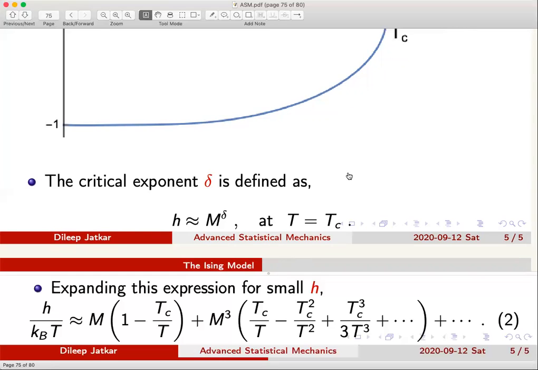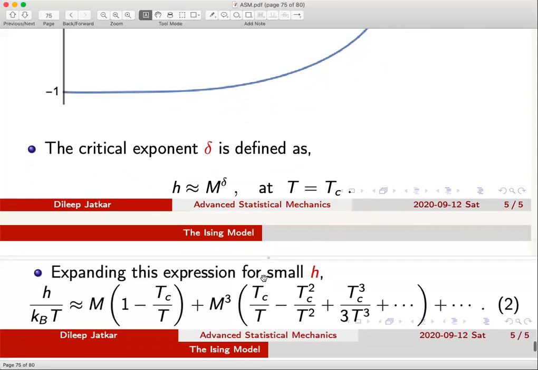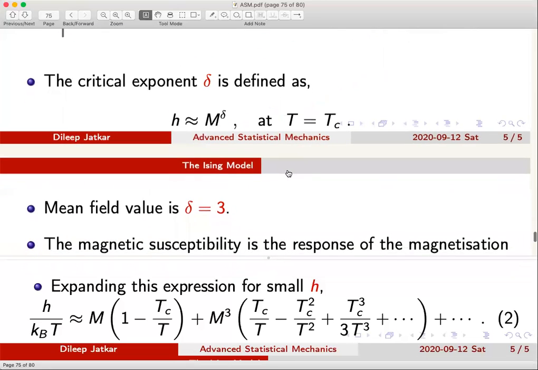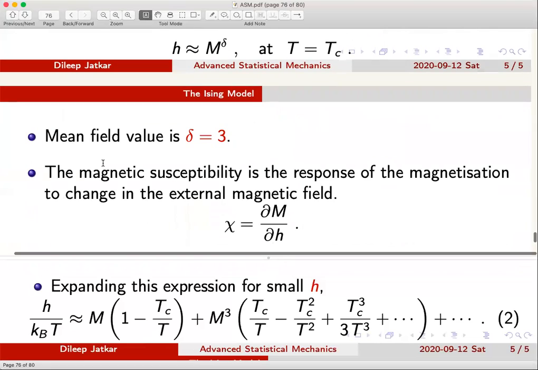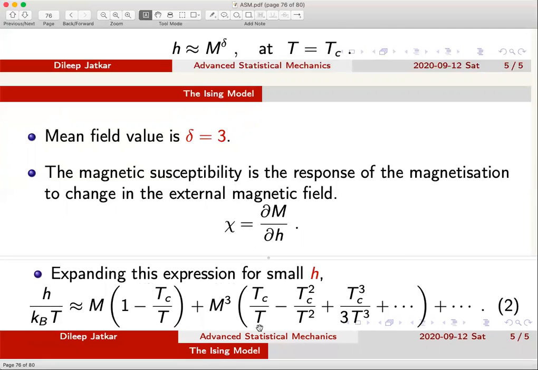Now again, let's look at the expression written down here. If you set T equal to Tc, then this term is gone. So the linear piece is out, and therefore H actually depends on M cubed. So we find that the value of delta within the mean field approximation is 3, because it directly starts with the cubic term. You can also check that if you set T equal to Tc, this expression doesn't vanish.